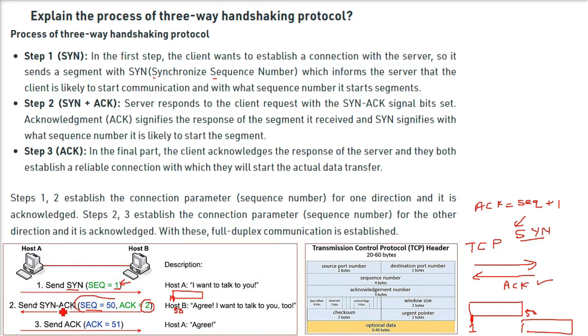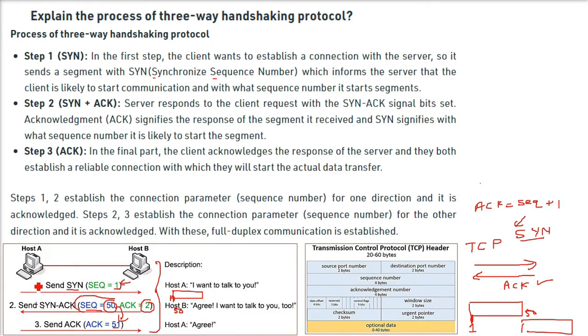Now the third thing will be, host A will again acknowledge with 51. As I said, every communication will have an acknowledgement. So the third one, send ACK, has 51. And I told you, ACK will always be the previous sequence number plus 1. So it will be 51. And this is how the three-way handshaking protocol works.